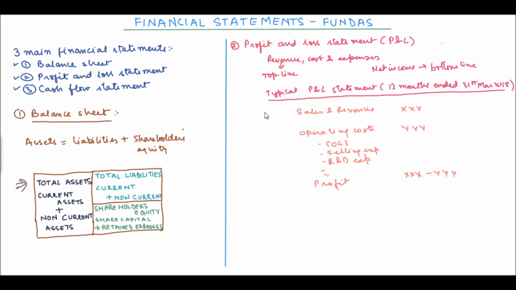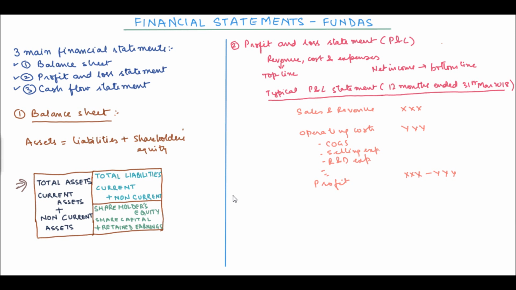So this is how a typical P&L statement looks like in a very basic form, just so that your basic understanding is clear. So typical P&L statement, 12 months ended 31st March 2018. That means this is for a 12-month statement from 1st April 2017 till 31st March 2018. So sales and revenue, let's say XXX rupees. Operating cost, which consists of COGS, which is cost of goods sold, selling expenses, R&D expenses, etc. So operating costs total to YYY. And then the profit will be XXX minus YYY. So this is the P&L statement.